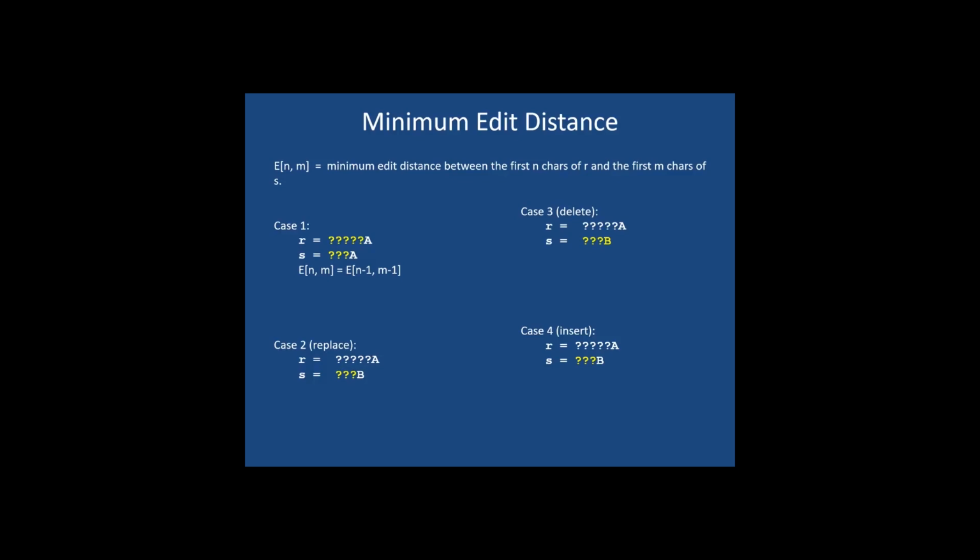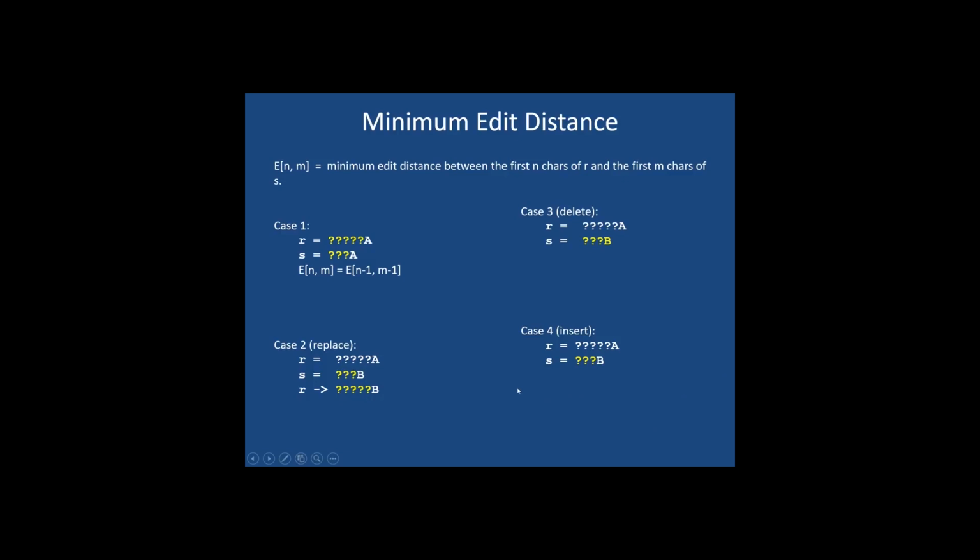So what is the edit distance between R and S when they end in different characters and you decide to replace the last character of R with something that matches the last character of S? Is it just case 1 plus 1 for the replace? Exactly. It's just this.